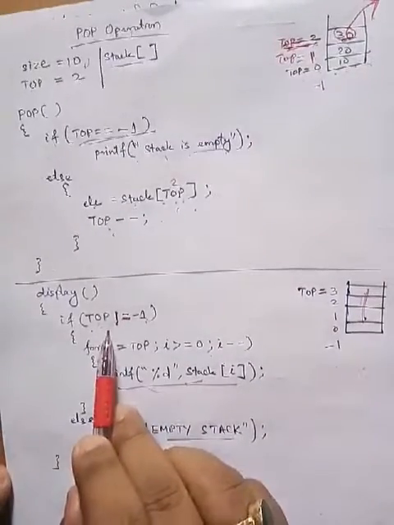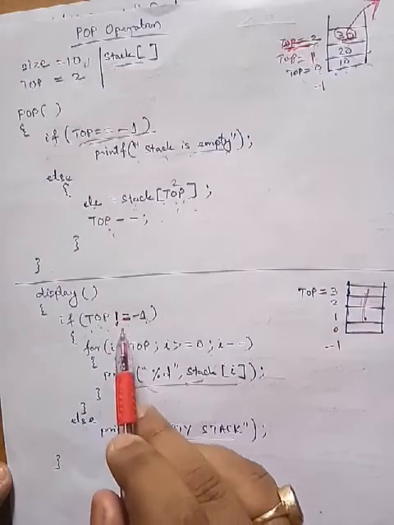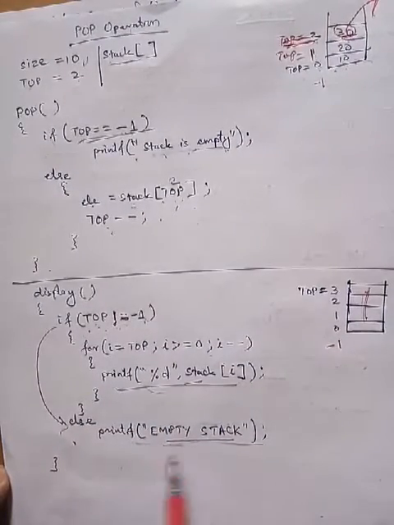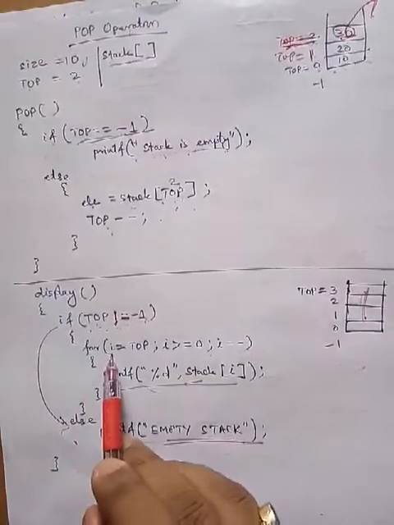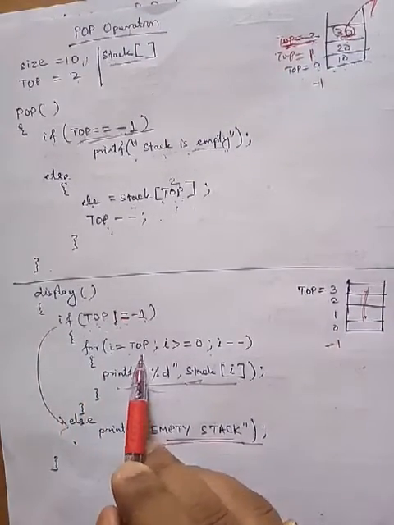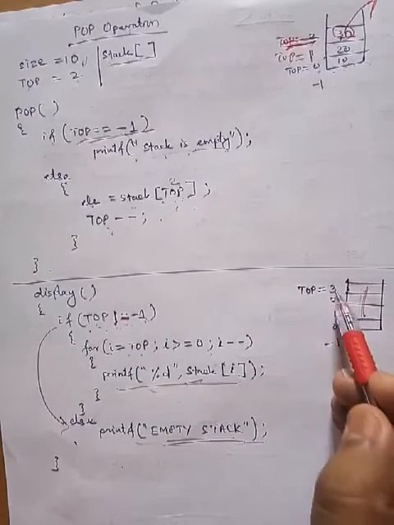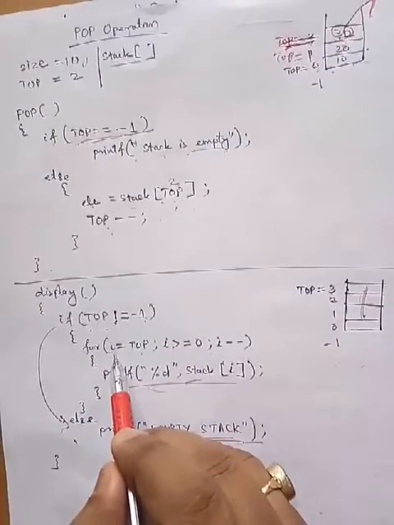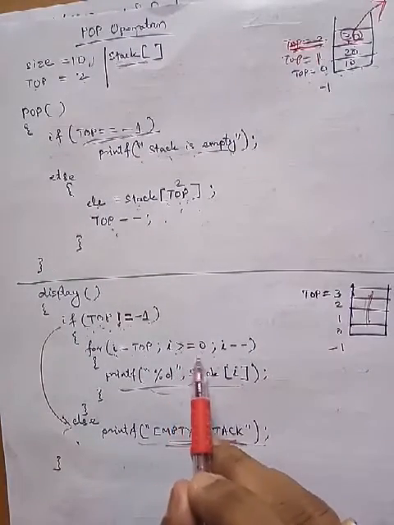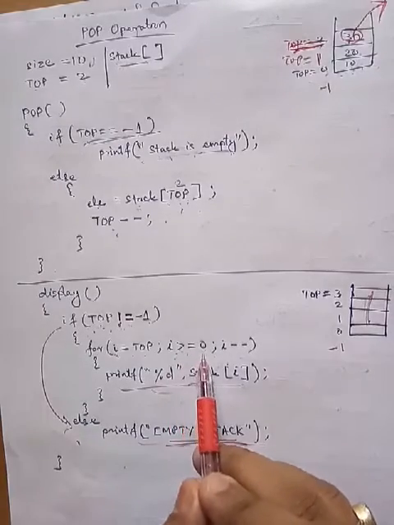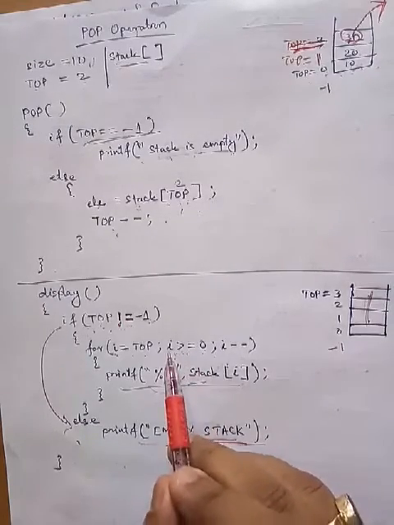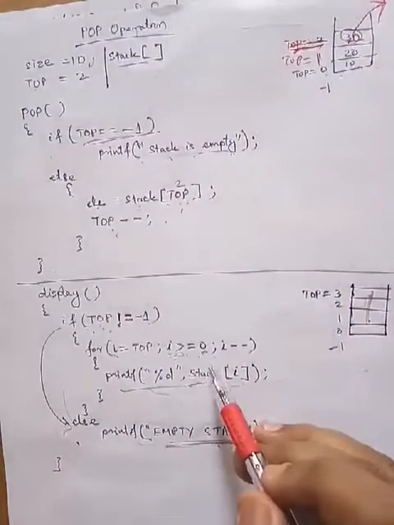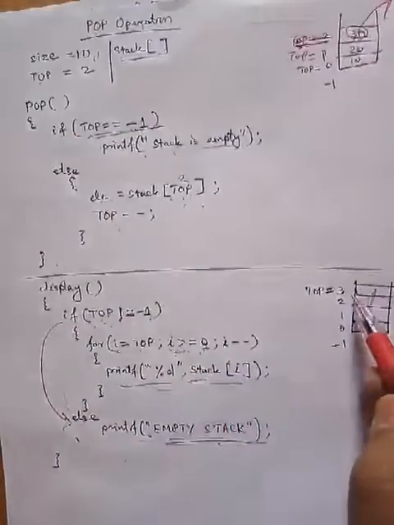If top is equal to minus 1, it will come to the else part and print the empty stack. Otherwise I will be assigned as top. That means top is how much here? 3. So 3 will be assigned to the I variable. Now the I variable will be checked until it is 0, I greater than or equal to 0. When I is equal to minus 1, then it will come to the else part, that is empty stack.